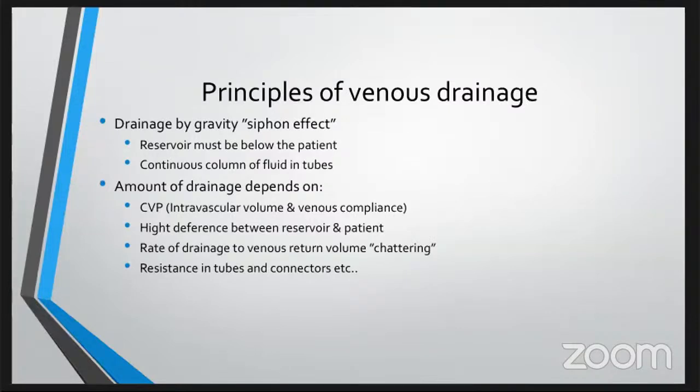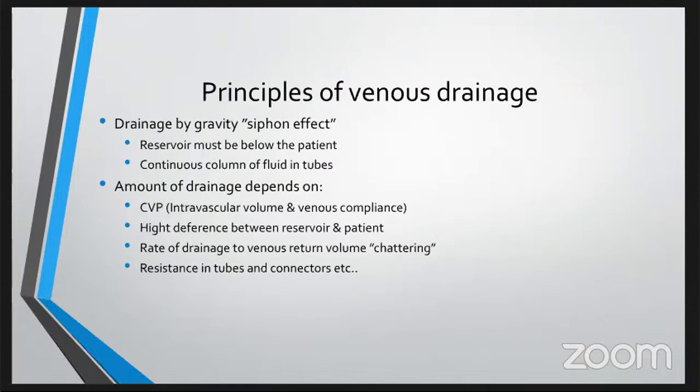The venous drainage depends on gravity, or what's called the siphon effect. So in order to have successful drainage, logically the reservoir must be below the patient, usually 40 to 70 centimeters. And ideally, there shouldn't be air in the tube, to prevent airlock. And the amount of drainage, on the other hand, depends on central venous pressure, or how much blood volume the patient has, and the compliance of the venous system, which is affected during cardiopulmonary bypass by different means: systemic sympathetic tone, anesthetic drugs, and other medications. Also, how much negative pressure is exerted by gravity, which equals this height differential in centimeters of water.